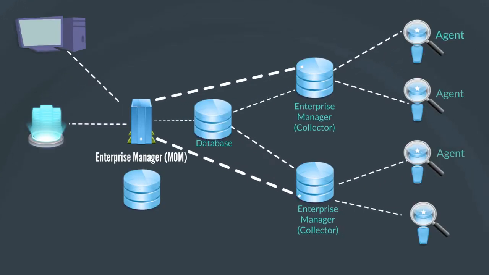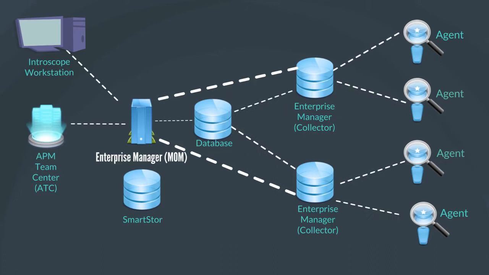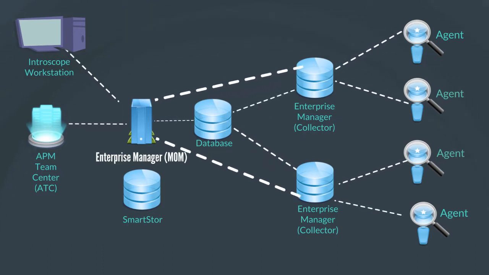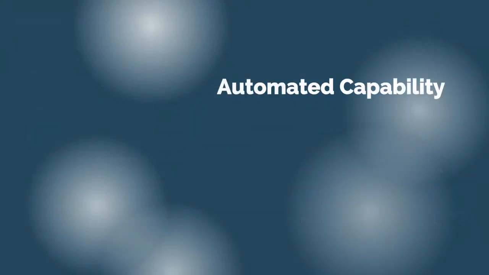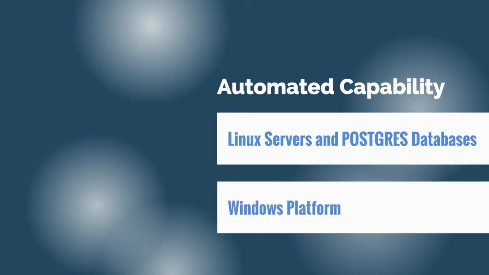Most organizations have one or more EM clusters consisting of a manager of managers, or MOM, and two or more collectors. This new ACC capability uses an SSH port on your servers to detect the architecture and apply the current EM and database release. As of the making of this video, this capability can be used on Linux servers and Postgres databases. In the future, it will be expanded to the Windows platform.